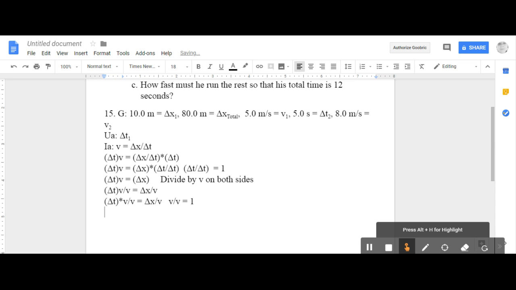So now I have delta t equals delta x divided by v. So my unknown was delta t, and my equation is set up in terms of delta t. So I identified my formula, and I have my formula now set up, okay, in terms of my unknown.